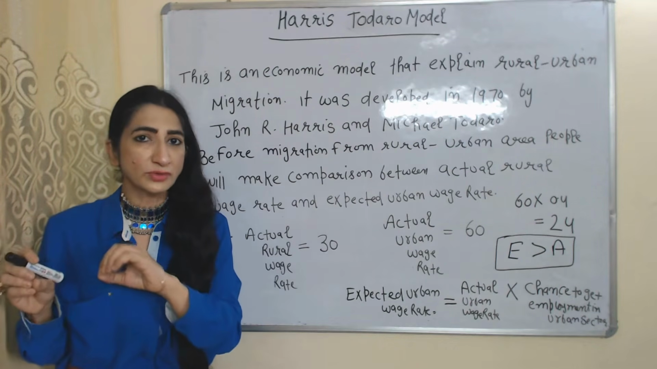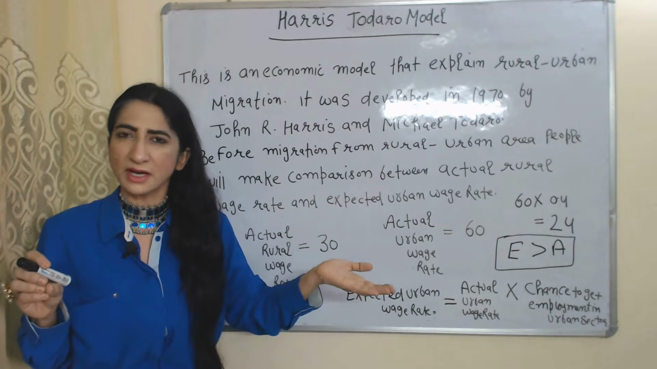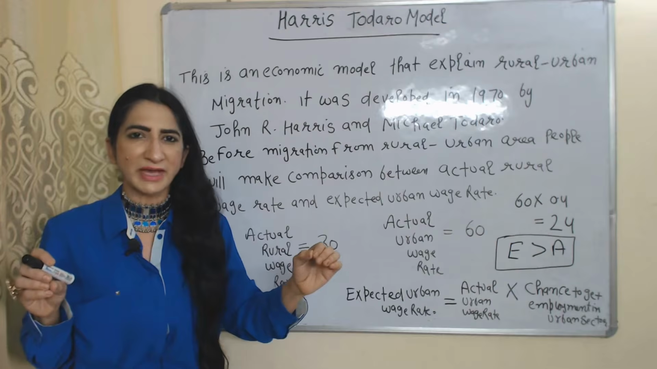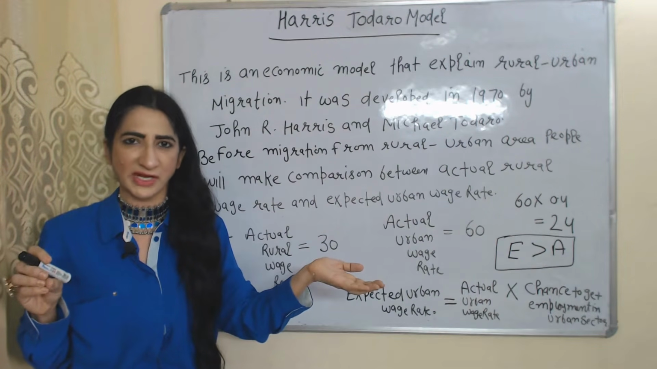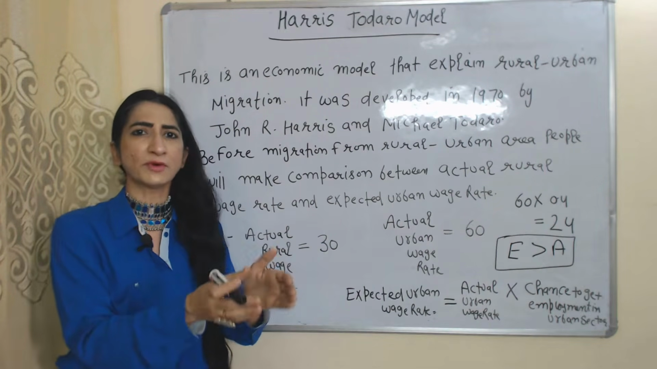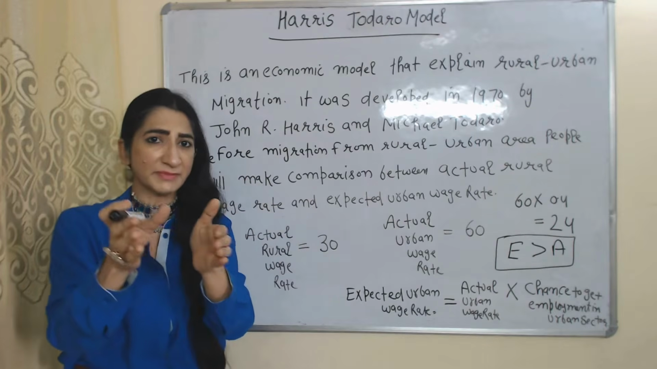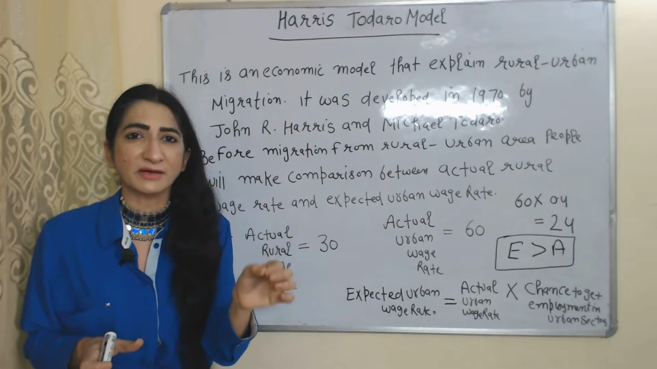Today we are going to talk about the Harris-Todaro Model. This model explains rural-urban migration and it was developed in 1970 by John R. Harris and Michael Todaro. The main assumption of this model is that before migrating from rural to urban area, people make comparison between actual rural wage rate and expected urban wage rate.